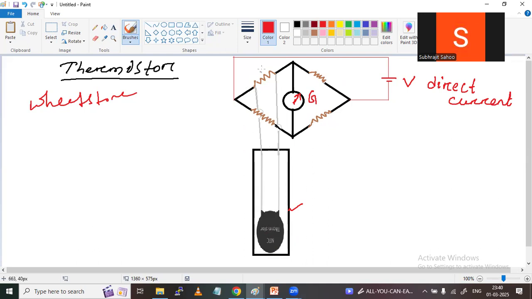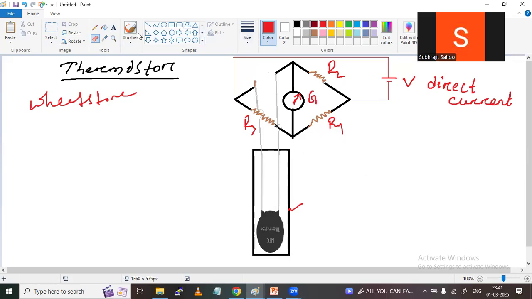So what happened in the Wheatstone bridge circuit? I told you this was R1 I had taken. This is R2, this is R3, and this is R4. Right here, in place of R1, we have connected this thermistor, and the remaining three resistances are there as they are. R1 is not there, so in place of R1 we have connected this thermistor. Now R2, R3, R4 are there.